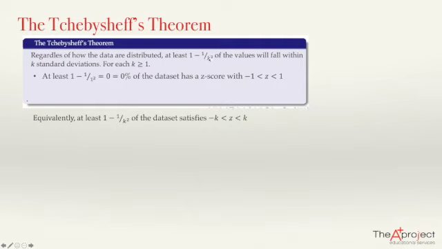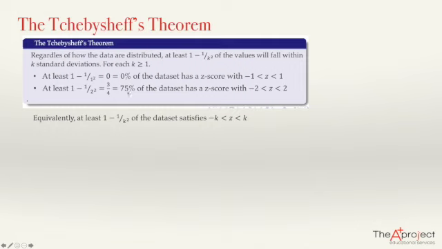For example, in the case of 2, the theorem will say that at least 1 minus 1 over 2 squared of the data set has a z-score that is between negative 2 and 2. Notice that 1 minus 1 over 2 squared is 75%. You can see that 2 squared is 4, so 1 over 4, and 1 minus 1 over 4 is 3 over 4. 3 divided by 4 is 0.75, so it will be 75%.